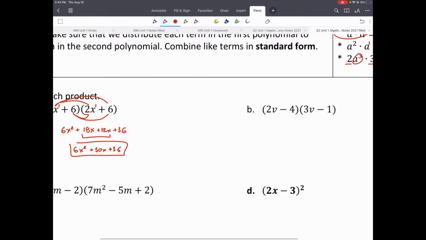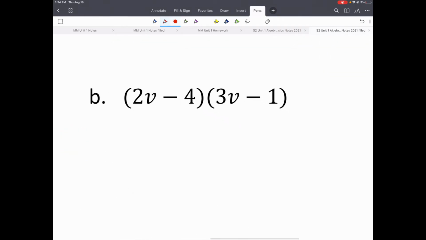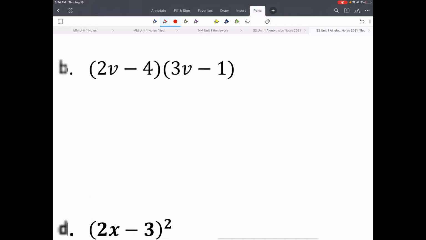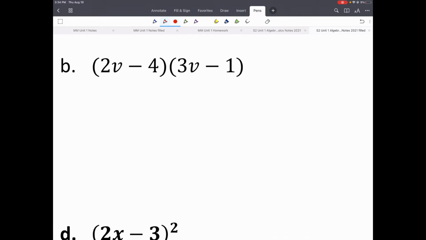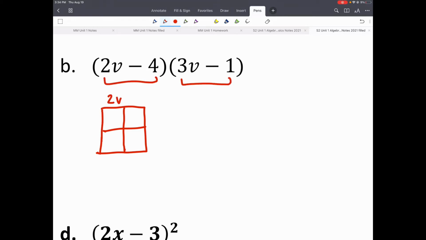Okay. Why don't we give this one a try as well? Sometimes people like to do what's called a box method, and that's just fine too. I'll do an example of that. If you don't like it, then just go the other way, keep it that way. Since we have a binomial times a binomial, we need a 2 by 2 box.